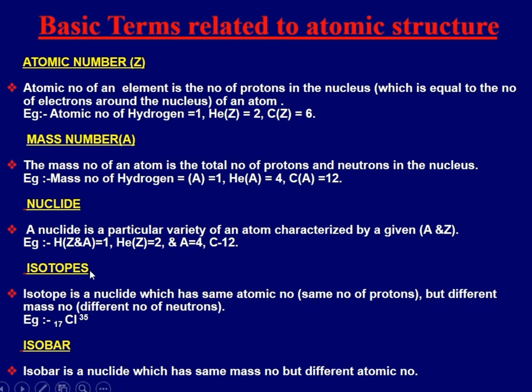Now let us discuss what isotopes are. An isotope is a nuclide which has the same proton number: P for proton number and P for isotope. This is how you can memorize what isotope means. So an isotope is a nuclide which has the same number of protons but a different number of neutrons, or you can say the same atomic number but a different mass number. Now what are isobars? An isobar is a nuclide which has the same mass number but a different atomic number. So these are the basic terms related to atomic structure, which you should know in order to describe a particular atom.